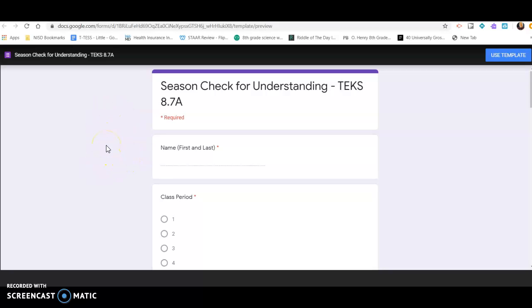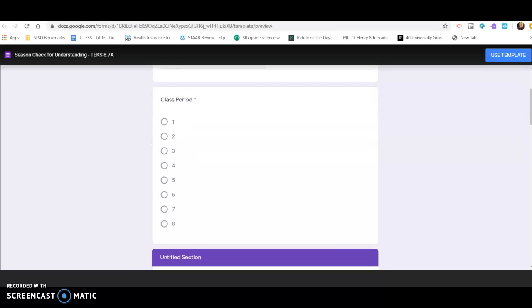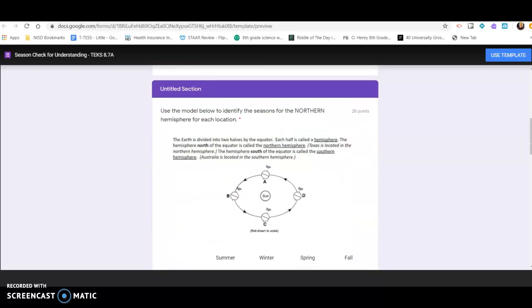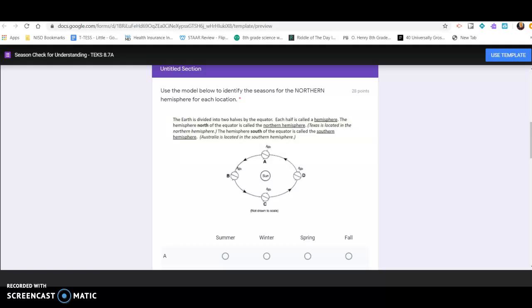Okay, here we go. First things first, you're going to put your name, first and last, and your class period, just like we do when we're in school. Now the next part says, use the model below to identify the seasons for the northern hemisphere for each location. So we're looking at the northern hemisphere in this particular section.